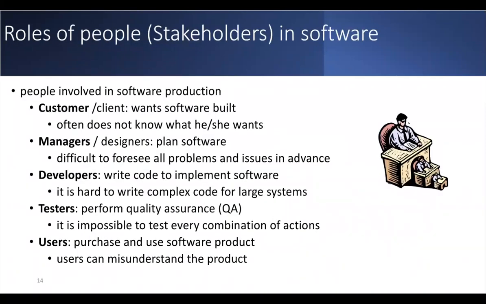So now, after we define a software followed by software engineering, and we summarized a software problem across the three main forces, who are the stakeholders in a software development cycle or process? In software production, we do have customers. Customers or clients are those people who want the software to be built. And actually, they often don't know anything about what he or she might want.